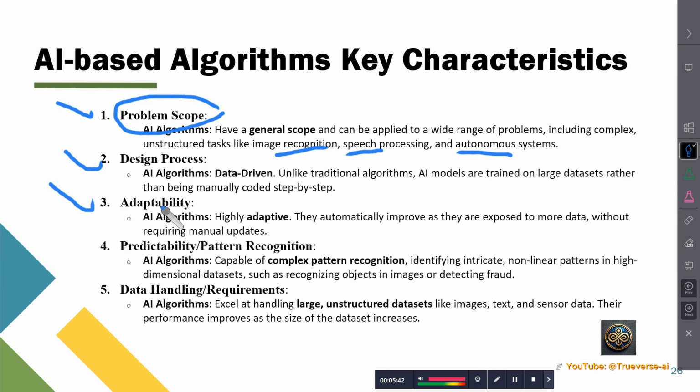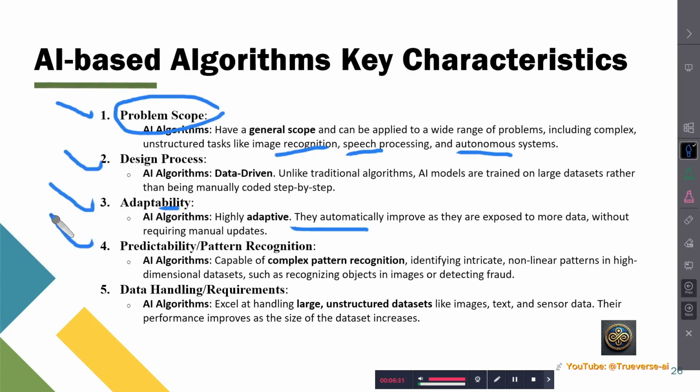Adaptability. Ability means can be adapted, right? So AI algorithms are highly adaptive. They automatically improve as they are exposed to more data without the need for manual updates. If I give you an example for this, Netflix or YouTube can adapt based on your viewing habits. Continuously learning from data and refining suggestions, the number of views increases, the order of the videos changes. This adaptability allows AI systems to evolve and perform better over time, right?